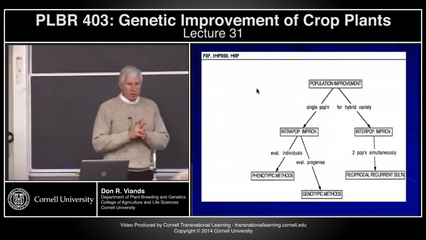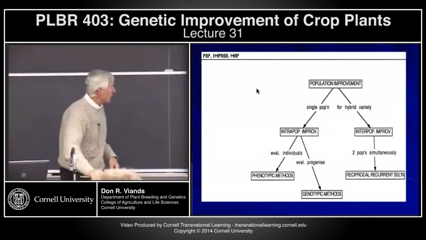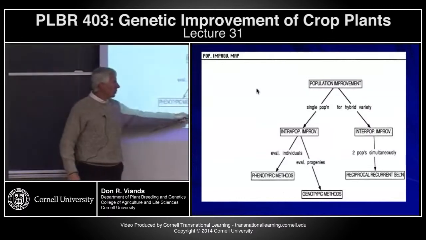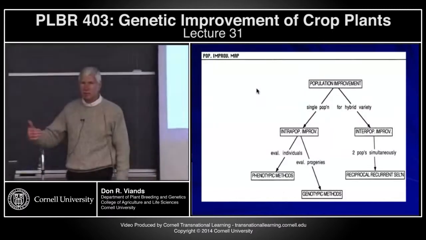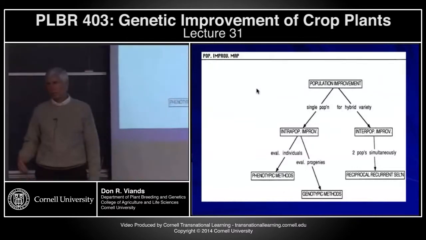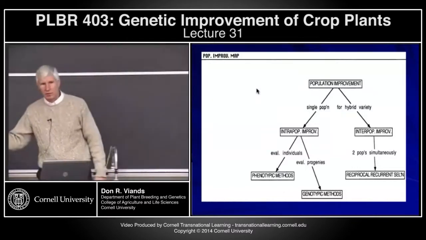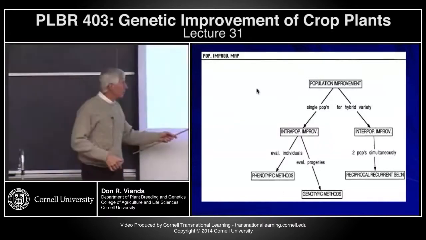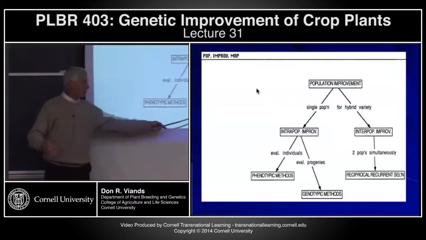First of all, to look at the biggest picture here in population improvement, we split it off into inter-population improvement, where we're working with two populations simultaneously, as we just have been talking about, for reciprocal recurrence selection. And it could be half-sib or full-sib, or there's all kinds of reciprocal recurrence selection. We just covered the one. But again, our objective was hybrid variety production.